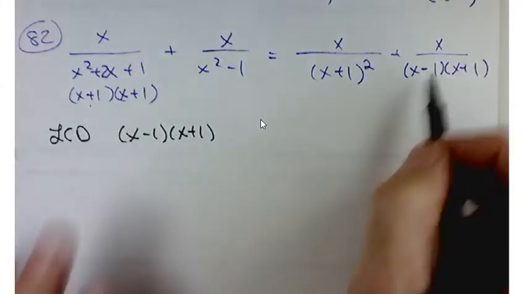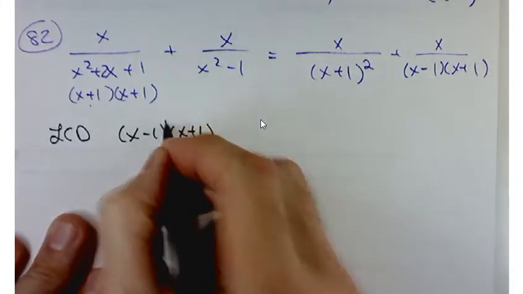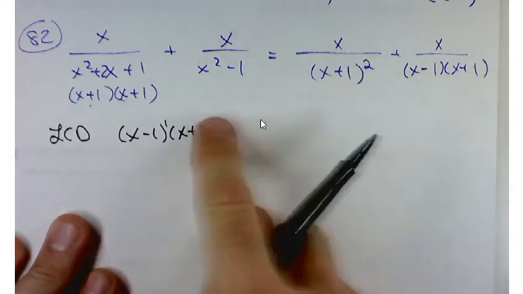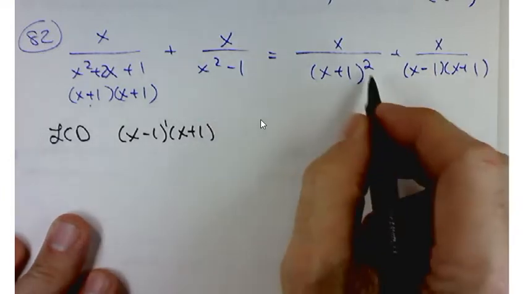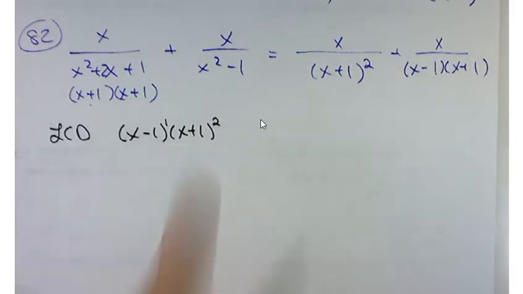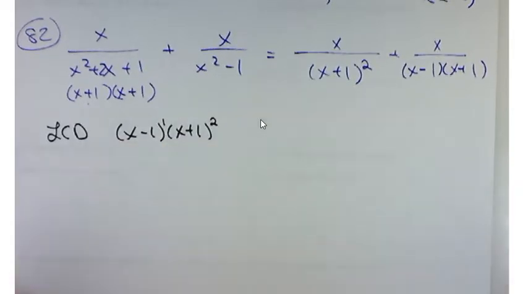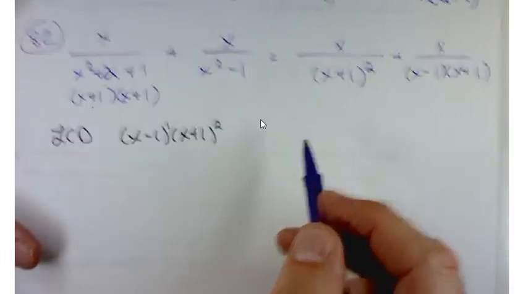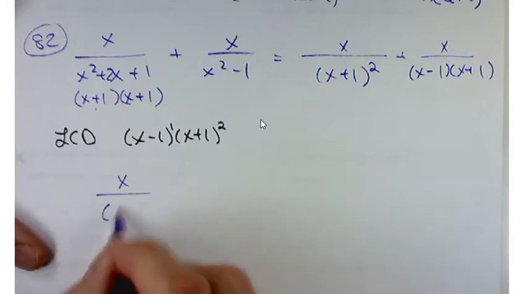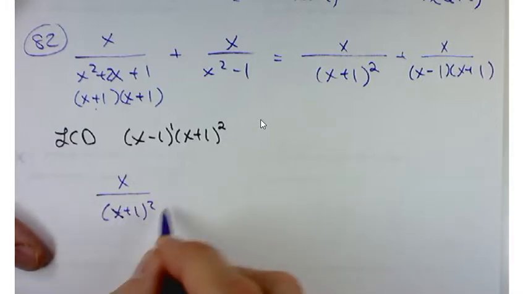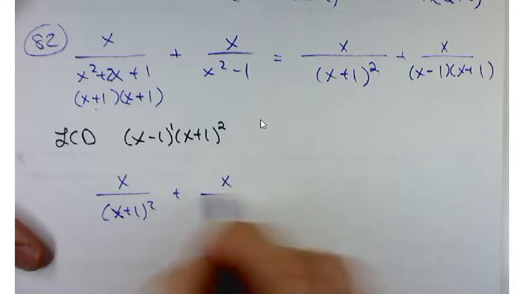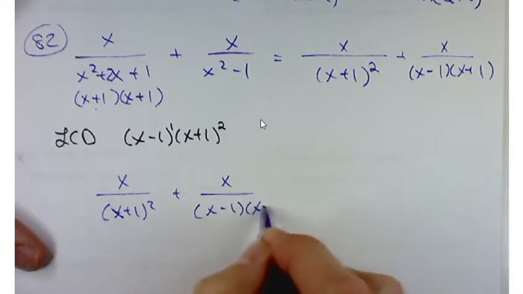So what's the highest power of an x minus 1 term anywhere? That's a 1. What's the highest power of an x plus 1 term? 2. So your x plus 1 has to be squared. You have to have 2 of them to be part of your LCD. And this is just like we did in problem number 74, except this time we've got binomials. That's okay. We're looking all right. x over x plus 1 squared plus x over x minus 1 times x plus 1.